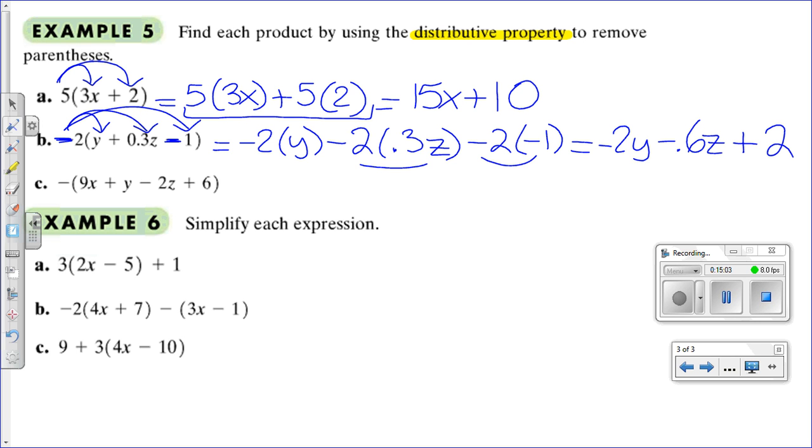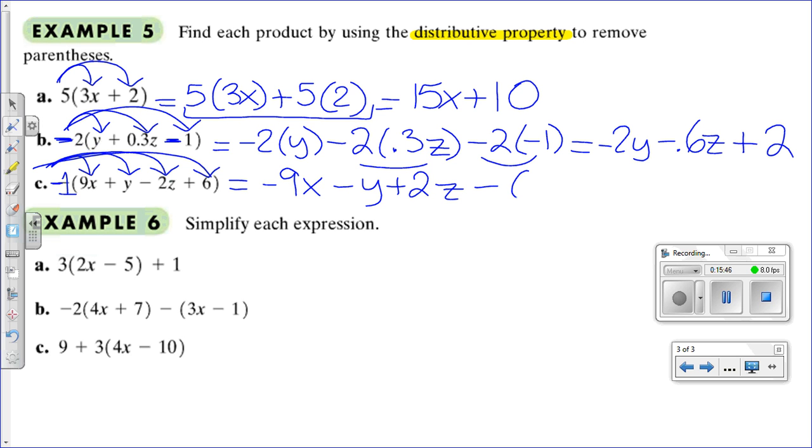And the third one here, we have a negative sign outside the parentheses, and remember that negative by itself implies that there is a -1 multiplying. And so if we distribute that -1 to every single term inside the parentheses, we will be multiplying every term by -1, which will cause the sign to change to its opposite sign. So the shortcut for this will be, if you have positive 9x, you will have -9x. If you have positive y, you will have -y. If you have -2z, you will have positive 2z. If you have positive 6, you will have -6.